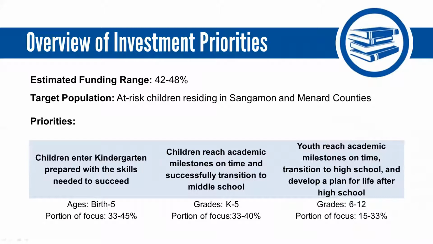So the overview of our investment priorities. This issue area, education, receives approximately 42 to 48% of the community fund. This is our largest impact focus. And this year, those percentage ranges still stand. However, with the introduction of our cross issue area, this doesn't look exactly like it's represented, because the cross issue area grant opportunity does not have an estimated funding range.